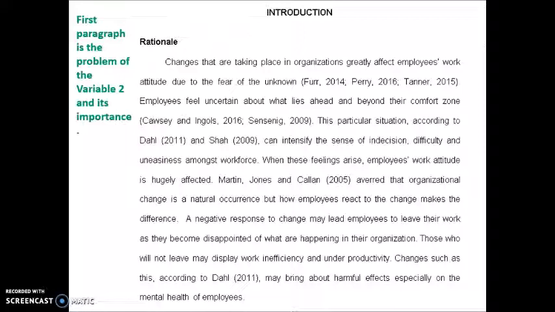Okay. So this is taken from the study of Munria about work commitment and, yata ito, change readiness ng mga empleyado in an organization. Okay. In the Philippines. So basahin natin. So this paragraph is about the second variable, which is the change readiness of the employees. Okay. So changes that are taking place in an organization greatly affect employees' work attitude toward or due to the fear of the unknown. That's from Fur 2014, Perry 2016, Tanner 2015.